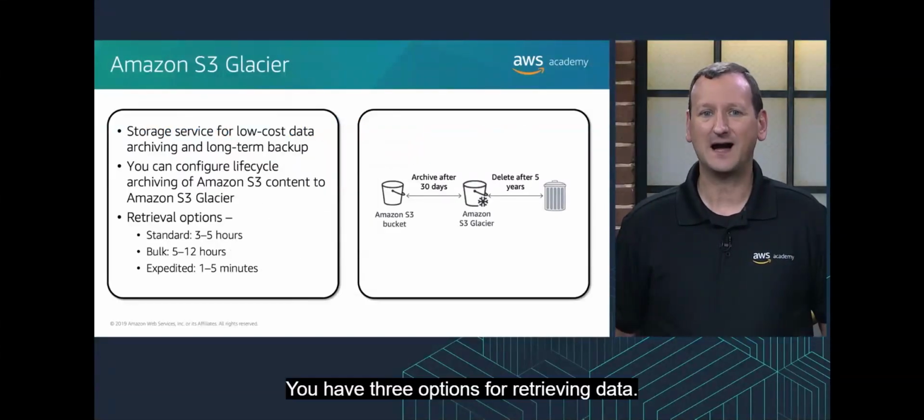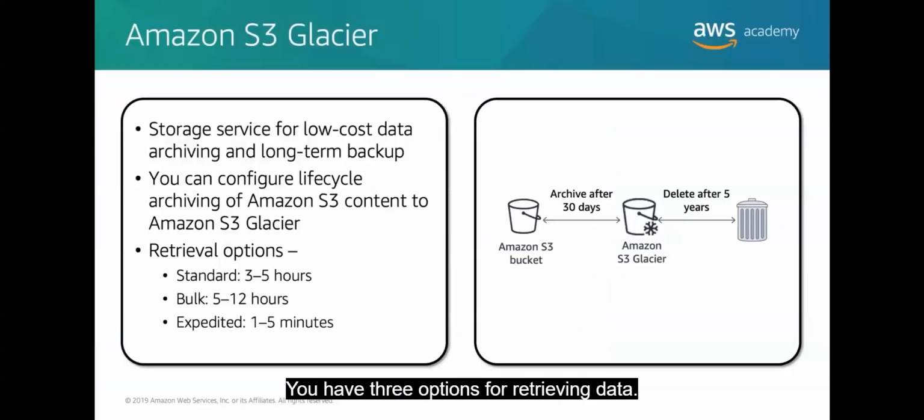You have 3 options for retrieving data. Expedited retrievals are typically made available within 1 to 5 minutes and have the highest cost. Standard retrievals typically complete within 3 to 5 hours and are less expensive than expedited, but more expensive than bulk. Bulk retrievals typically complete in 5 to 12 hours and are the least expensive.